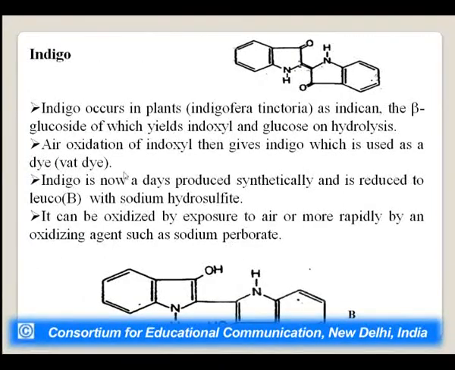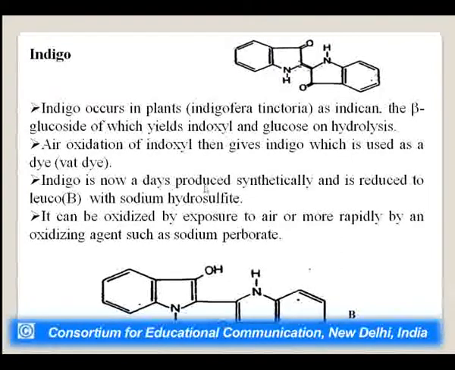Next derivative of indole is indigo. You can see the structure of indigo. Indigo occurs in plants, for example, Indigofera tinctoria as indican, the beta glucoside of which yields indoxyl and glucose on hydrolysis. Air oxidation of indoxyl then gives indigo, which is used as a dye, as a vat dye.